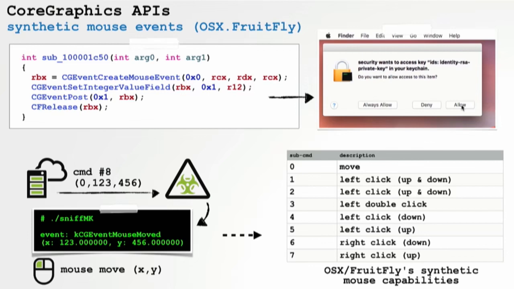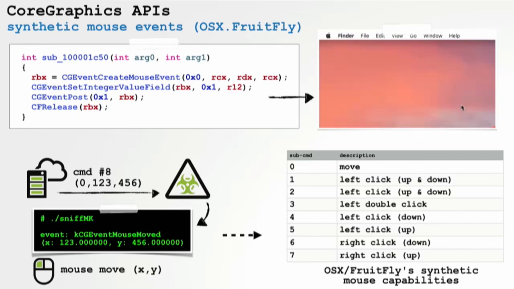I basically task it with command number 8, and then I'd run the mouse and keyboard sniffer, and yes, I could detect that this malware had the ability to generate synthetic events, which would allow it to do things like interact with security prompts, for example, when it wanted to access the keychain.